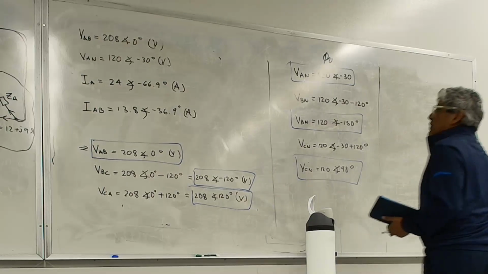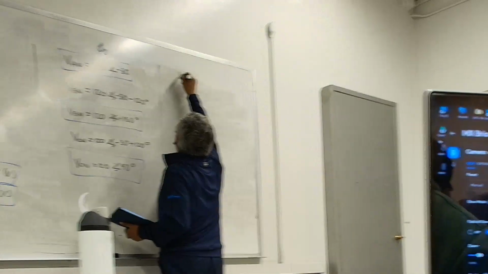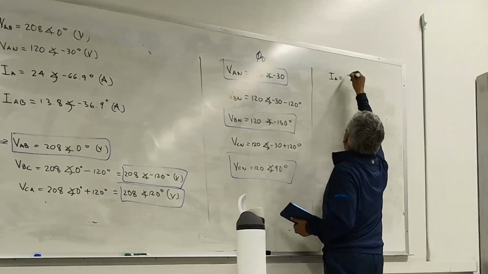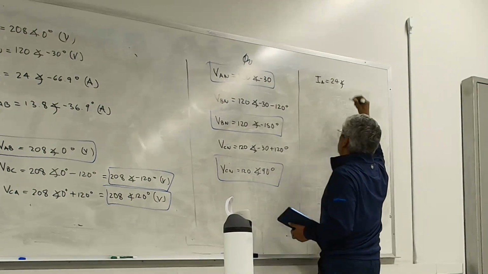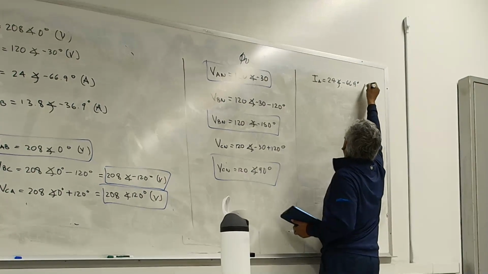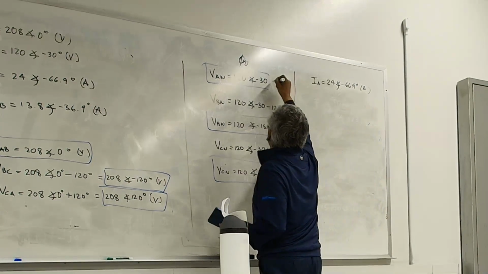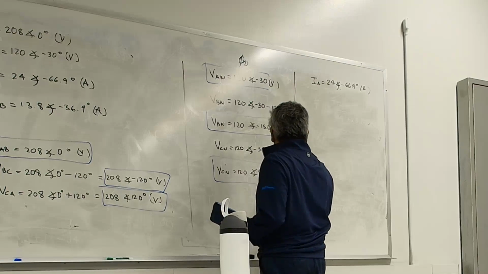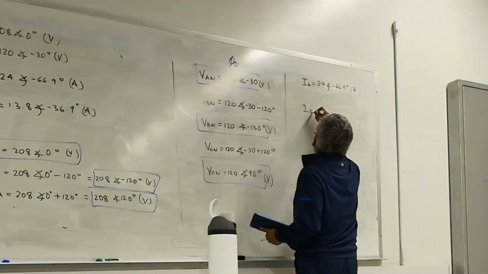Now, the next one, let's take the line current IA. IA is equal to 24 amps at an angle of minus 66.9 degrees. And this, of course, is in amps. Oh, by the way, I didn't put the units, my bad. Volts, volts, and volts.